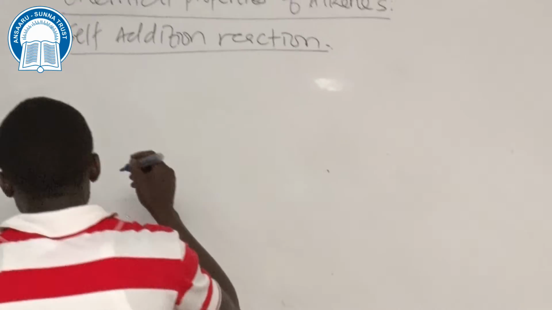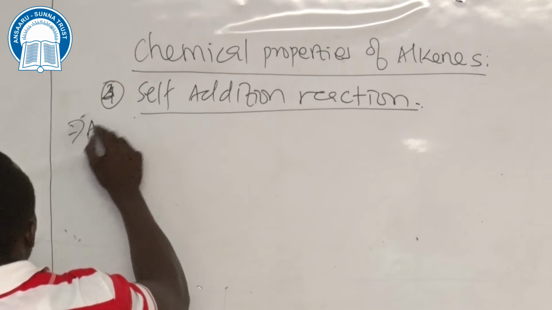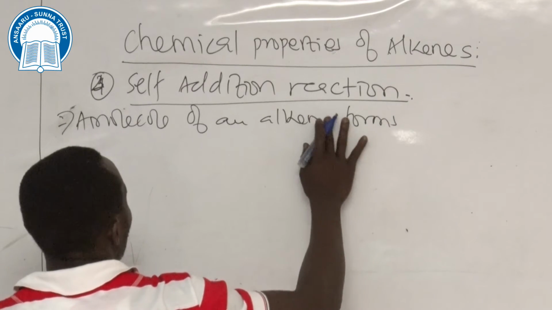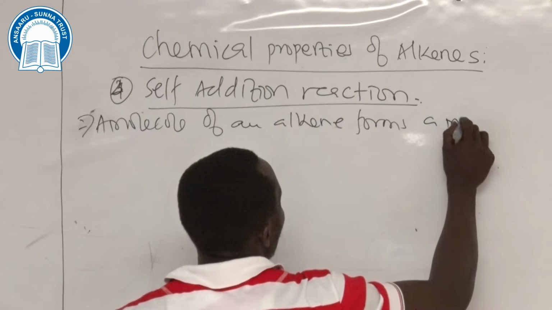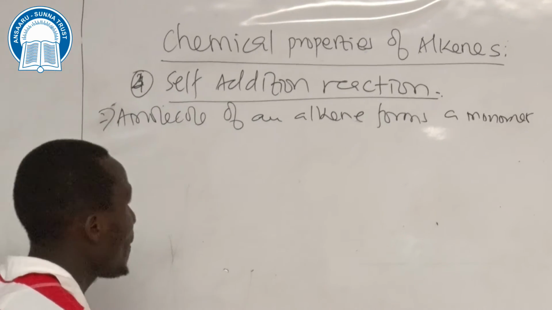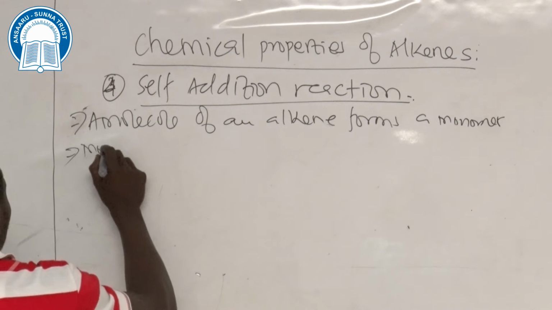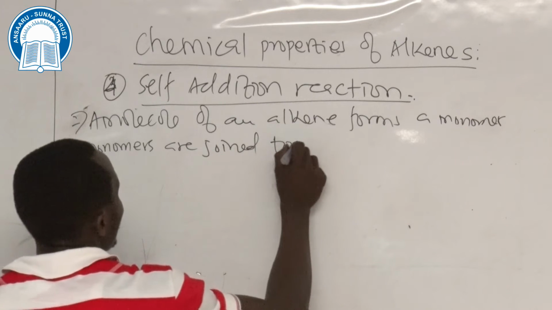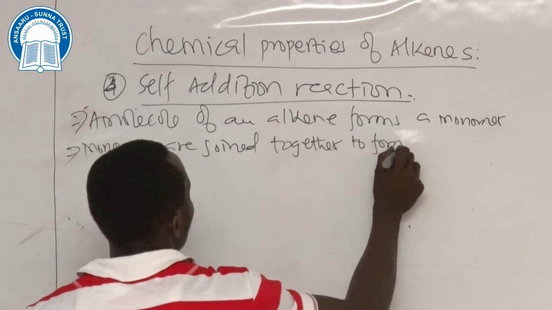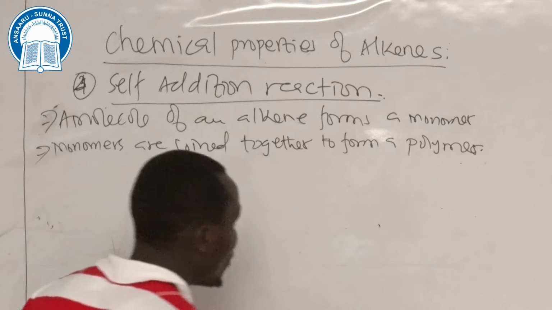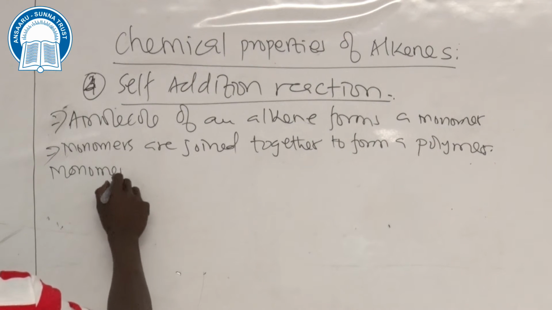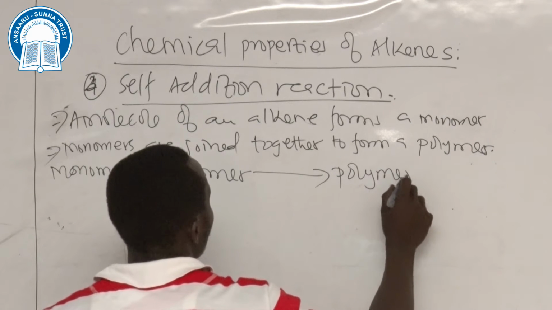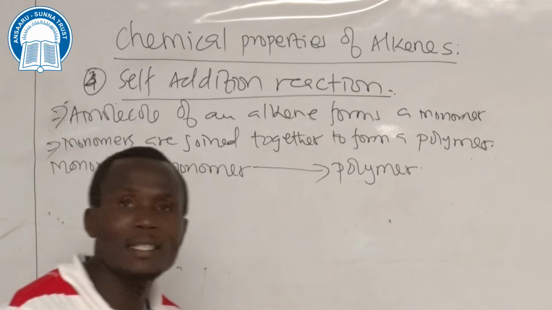So we say that a molecule of an alkene forms a monomer. Monomers are joined together to form a polymer. So we have here a monomer plus another monomer giving us a polymer. This process is referred to as polymerization.